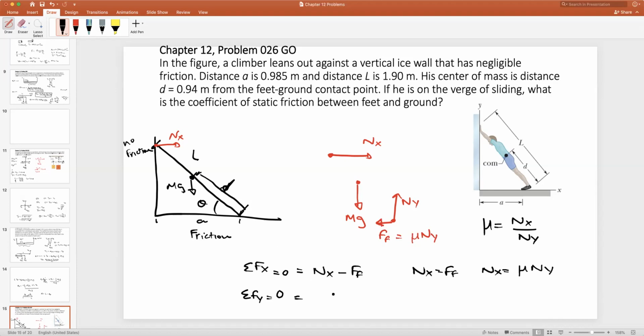In the y direction, we have N_y minus mg, and that just tells us that N_y is mg. So we're halfway there. We have mg, and we don't know what N_x is. So now, in order to find N_x, the only thing we have left to do is use torque. So let's go down to the next page.